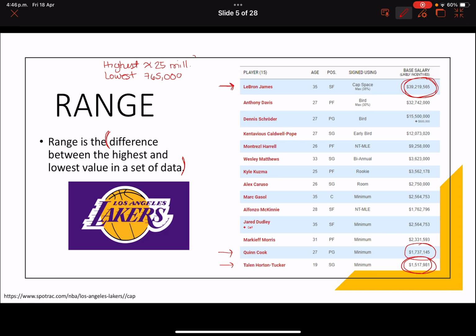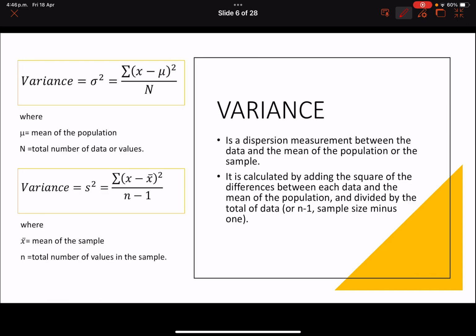So we can see that central tendency is not something that describes our data accurately. So we want something to see how the dispersion is, how much everybody is earning in these two sports teams. Variance is another dispersion measurement between the data and the mean of the population. It is calculated by adding the square of the differences between each data point and the mean of the population, divided by the total of data. We have two formulas. One, when we have sigma and N, we're talking about the population, if we have access to the total population, like for example in these two sports teams.